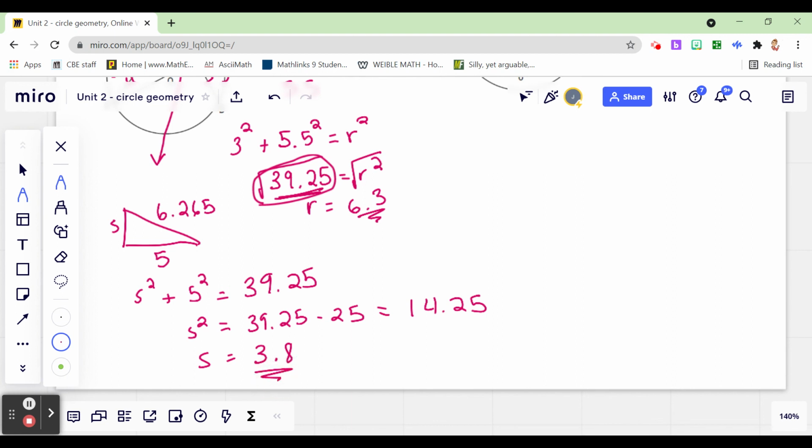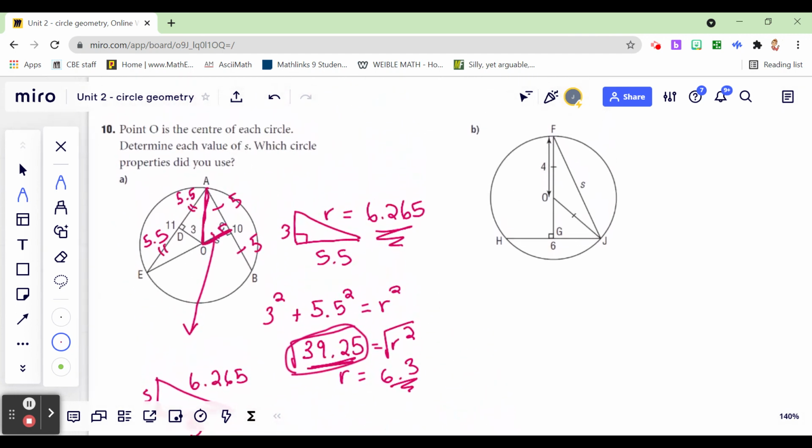Okay, cool. So I go back to the question and ask, did I answer the question? Determine each value of S. And I did. But then it also says which circle properties did you use? So I used really the perpendicular bisector theorem and the Pythagorean theorem. Those were the two properties that I used. Okay, so I am going to stop the video there and then come back to question B, just so that the videos aren't too long.